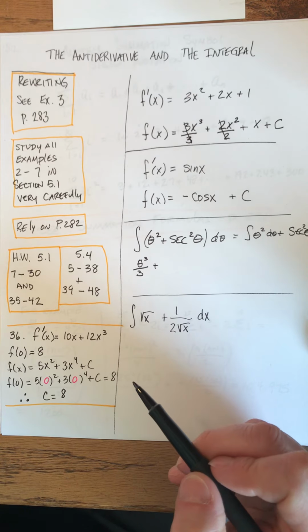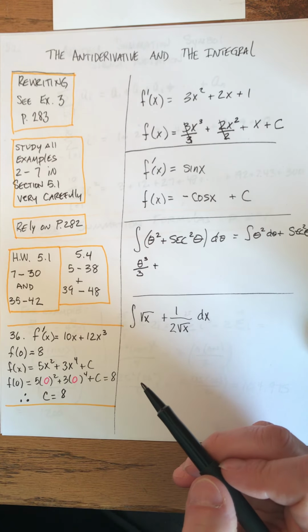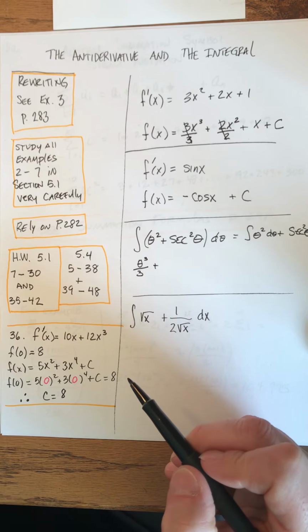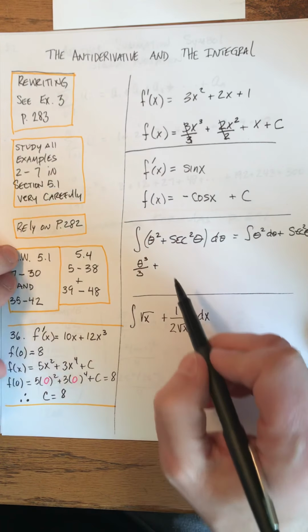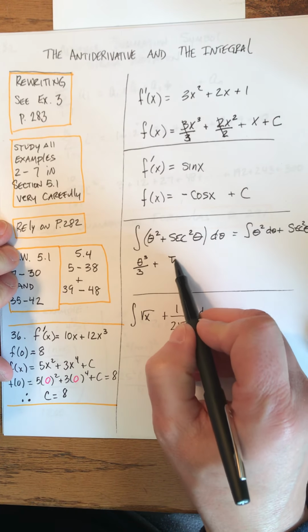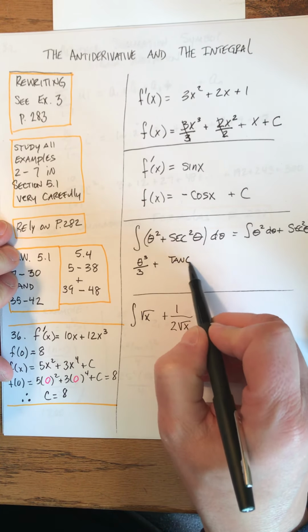and then we say to ourselves, well, the derivative of what gives me a secant squared? And if you remember, the derivative of the tangent is secant squared. So this would just be a tangent theta. And again, plus c, because it could be some constant added onto that original function.